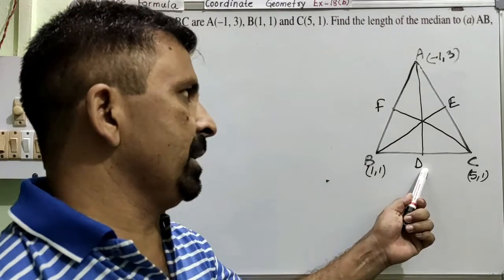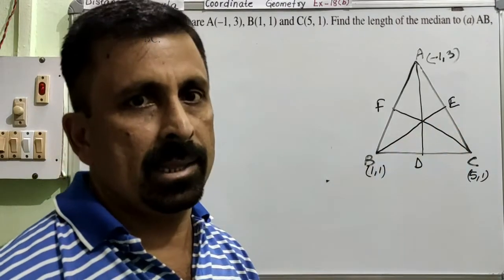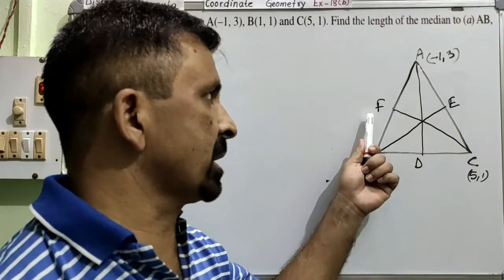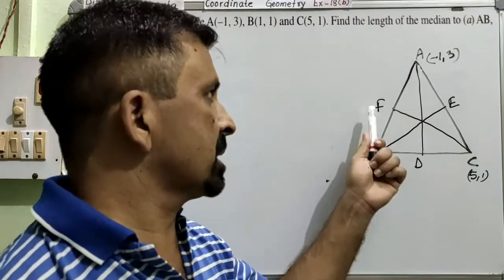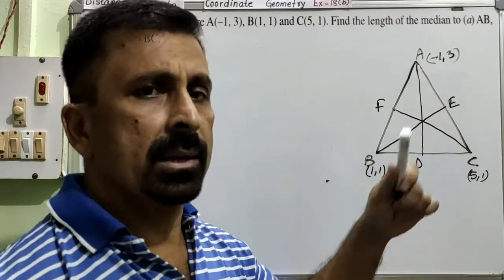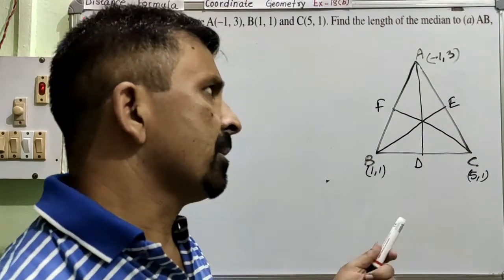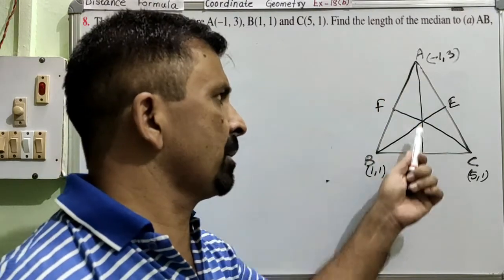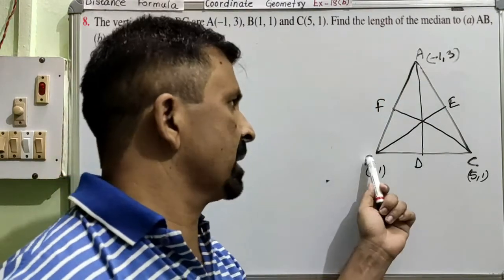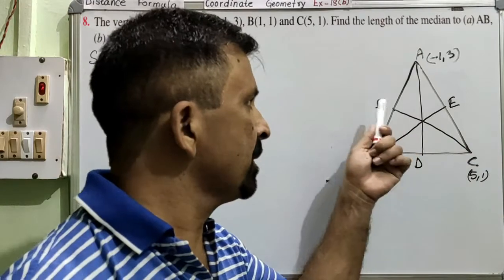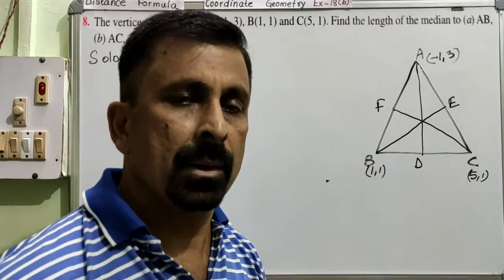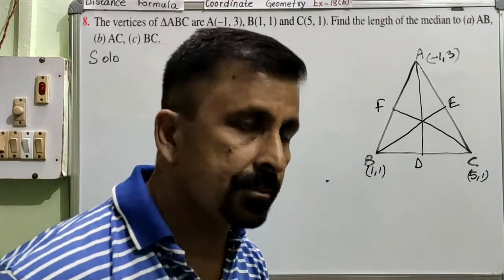So first of all, we need to find the coordinates of these three points. Once the coordinates of these three points are calculated, then it will be very simple. Using the distance formula, I can find the length of AD, I can find the length of BE, I can find the length of CF. Am I able to make it clear or not?